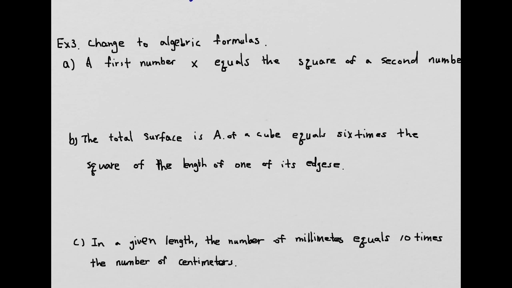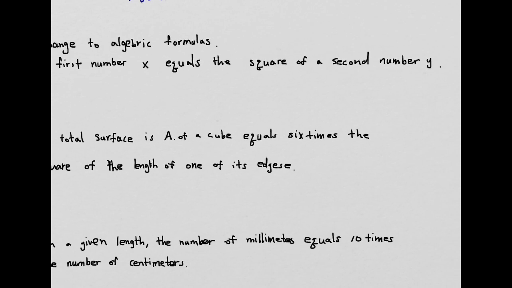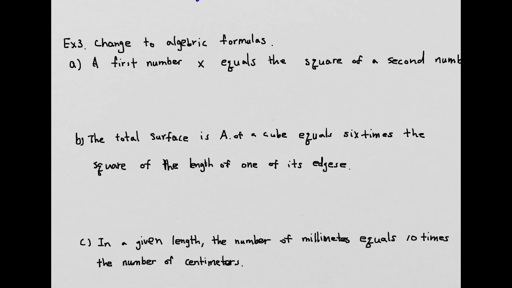Next example, we're going to see if we can change word problems to number problems. So example 3 is asking to change to algebraic formulas. The first one, A: the first number x equals the square of the second number y. We want to see if we know how to change this English wording into the number formulas. The first number x equals. So whenever it says equal, that's the equal sign you're going to use.